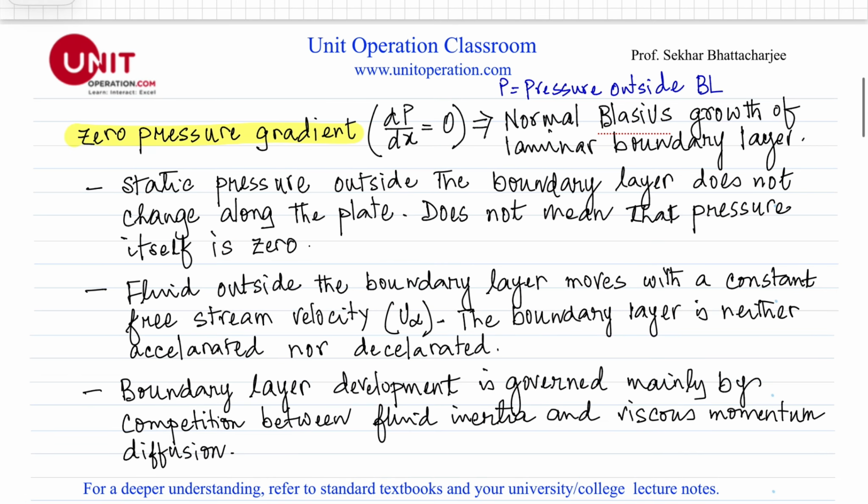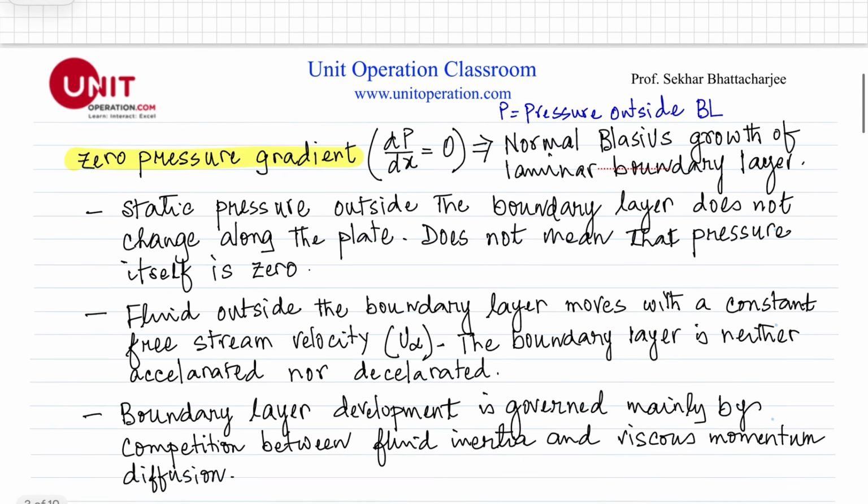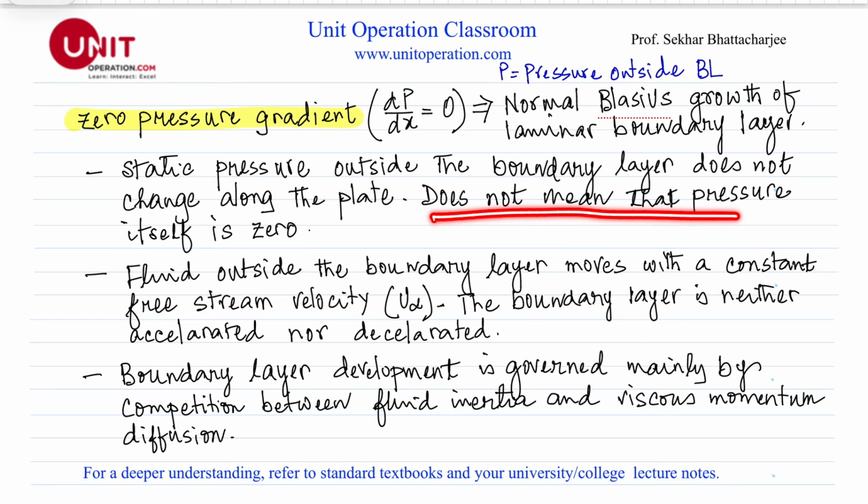Let's quickly look at what is meant by zero pressure gradient. So basically, there's no gradient over here. Let P be the pressure outside the boundary layer. This is a condition for normal Blasius growth of laminar boundary layer over a flat plate. What it really means is that the static pressure outside the boundary layer does not change along the plate. So it doesn't really mean that the pressure is zero. It's just that the pressure gradient is zero. That's one of the conditions for the Blasius solution.